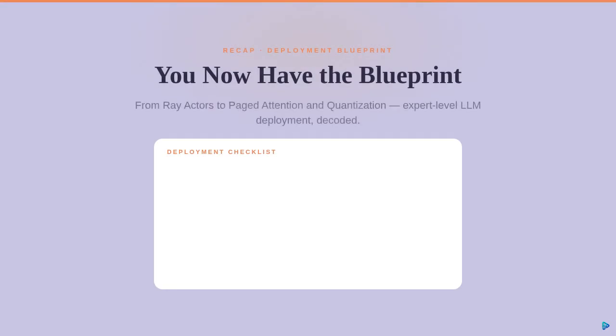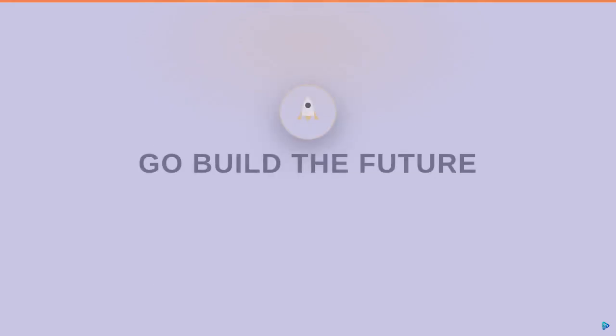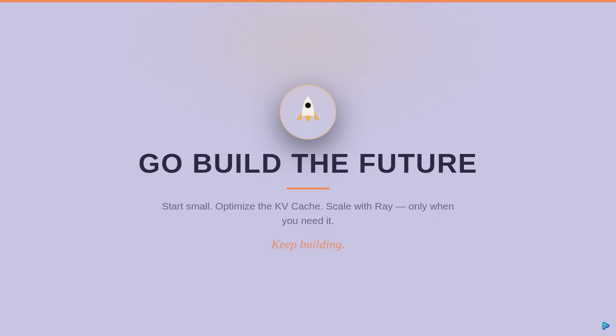We have covered a lot, from Ray actors to paged attention and quantization. You now have the blueprint for expert-level LLM deployment. Remember, start with a small model, optimize your KV cache, and use Ray to scale only when you need to. The world of distributed AI is complex, but with these tools you are ready to build something amazing. Keep building.